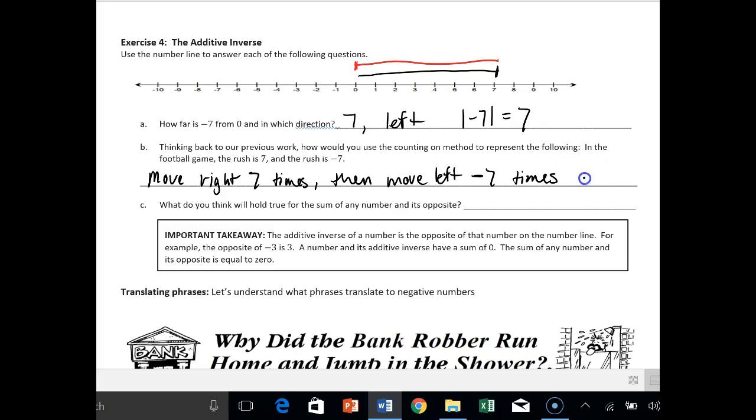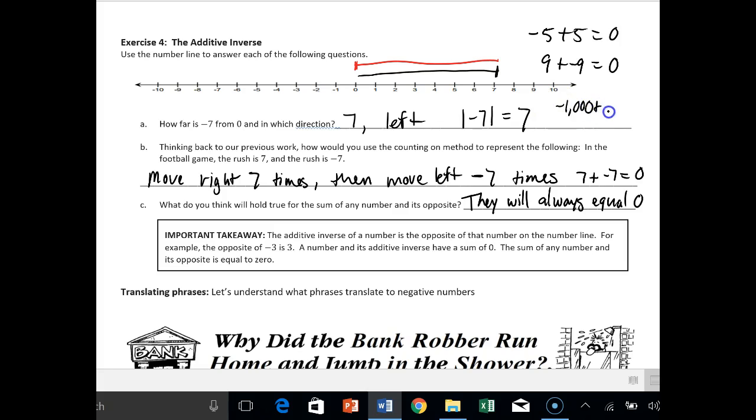So we could really say 7 plus negative 7 equals 0. So this is going to hold true for any number and its opposite, right? They will always equal 0. So, for instance, negative 5 plus 5, that will always equal 0. 9 plus negative 9 will always equal 0. Negative 1,000 plus 999, will that equal 0? No, because they're not exact opposites. I would have to say 1,000, right?